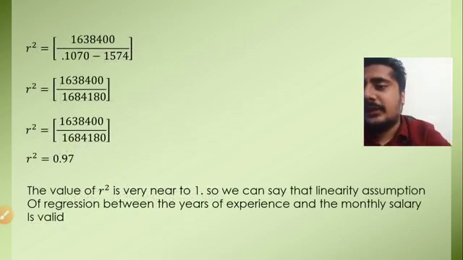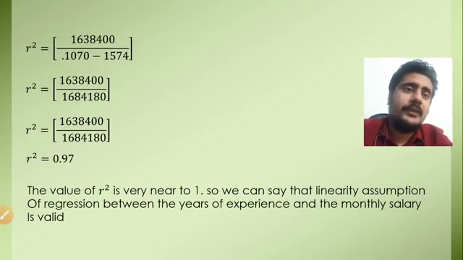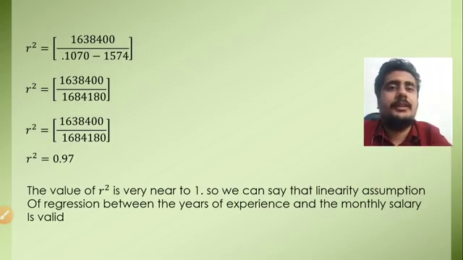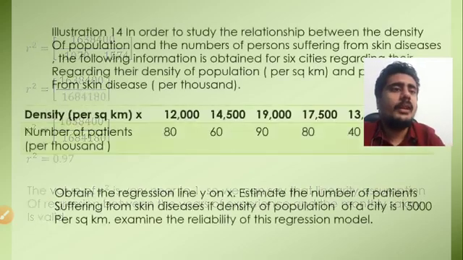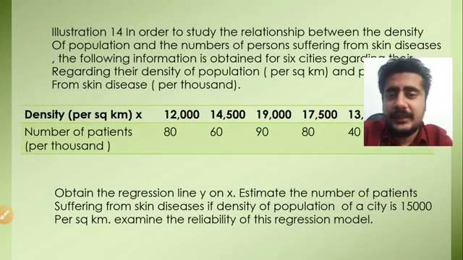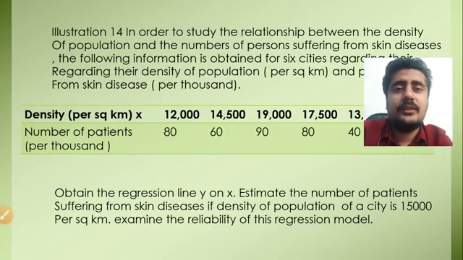After solving r square, you got the answer 0.97, and as I told you, 0.97 is very near to 1. We can say the linearity assumption of regression is valid. Yesterday we started illustration 14 somewhat, but we did not complete it. So today we will start illustration 14 from the beginning and complete it today.